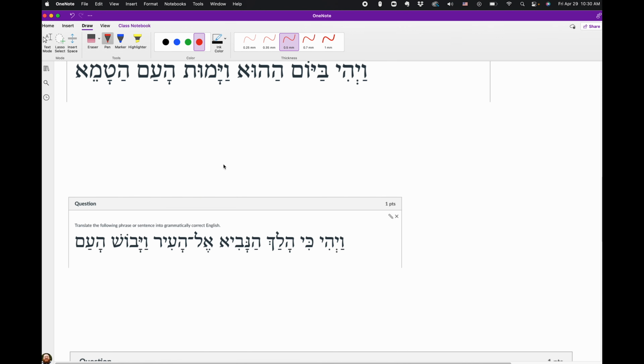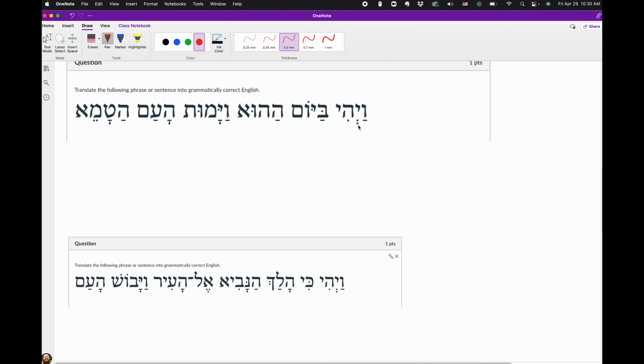All right, looking at this next one here, we start off with vayehi. Now vayehi, again, it is a vav relative on a jussive, but this word is almost a function marker in Hebrew.